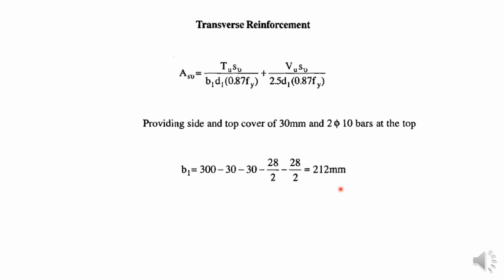b1 is nothing but the width of the reinforcement in the x direction. Then d1 we have to find out. The effective depth we know 800 minus 30 as cover minus that reinforcement 10 by 2, that will be equal to 765 mm. So next we have to provide the stirrups. Assuming 8 mm 2-legged stirrups, from that we have to find out Asv. So 2-legged stirrups, 2 into pi by 4 into d square, will give 100.53 mm square.